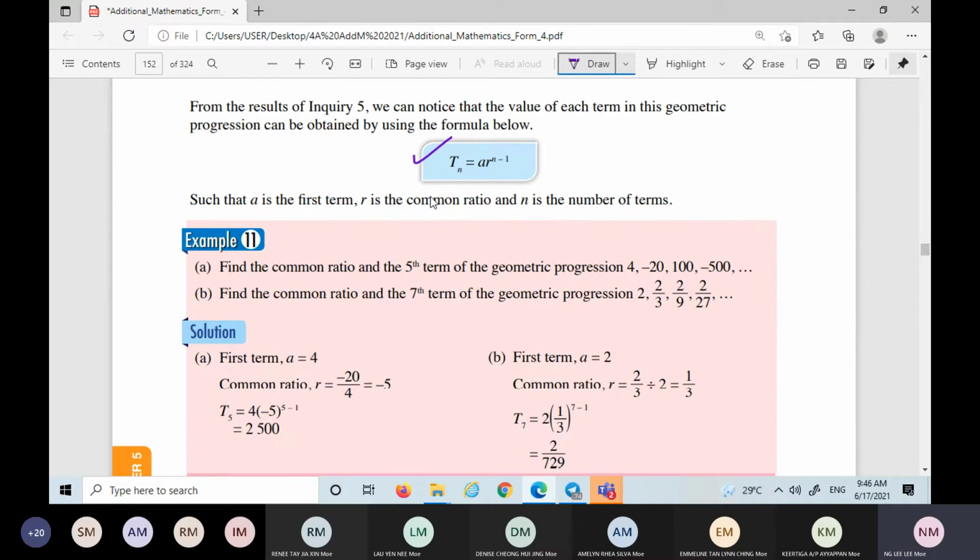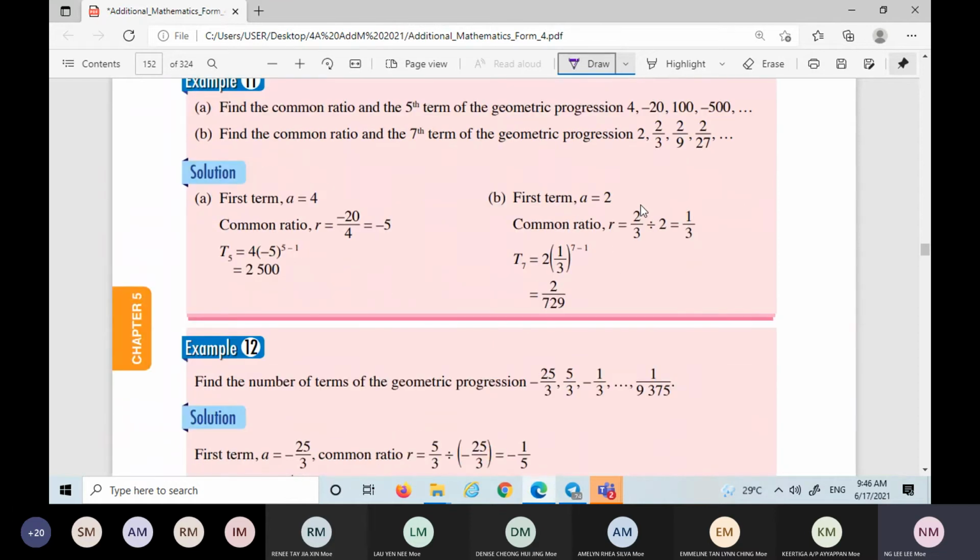And also you have to know what is the meaning of the A, what's the meaning of the R, and what's the meaning of the N. No? Okay, A is the first term, R is the common ratio, and N is the number of terms. Okay, let us see the example.